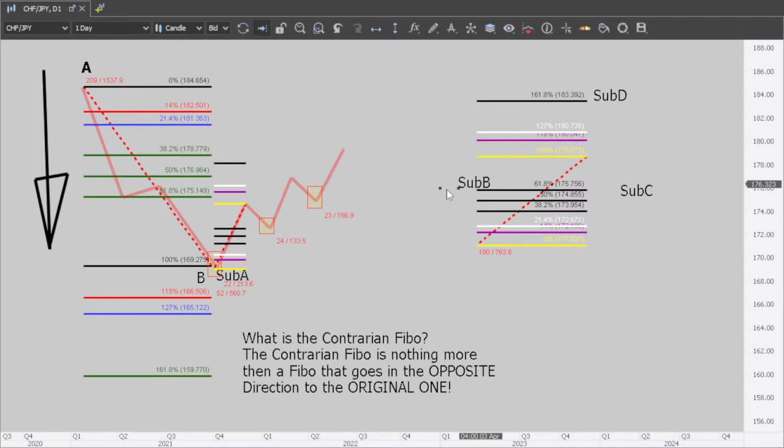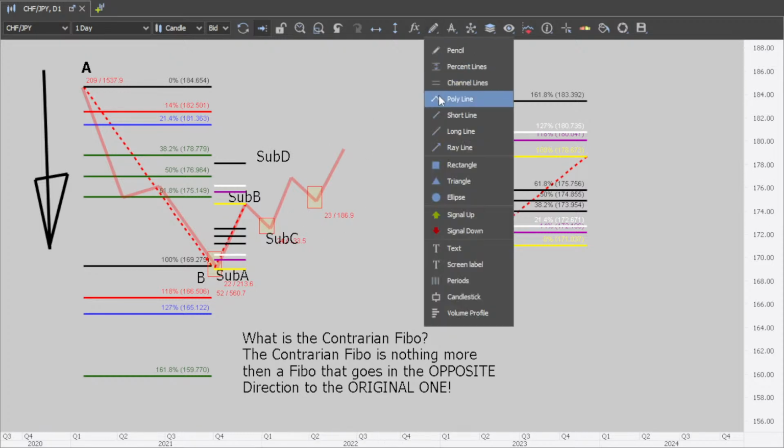What is the sub B? The sub B is the first high after the sub A. What is the sub C? The sub C is the lowest point inside the sub A, sub B boundary before the market hits the appropriate sub D extension. See, everything is the same.